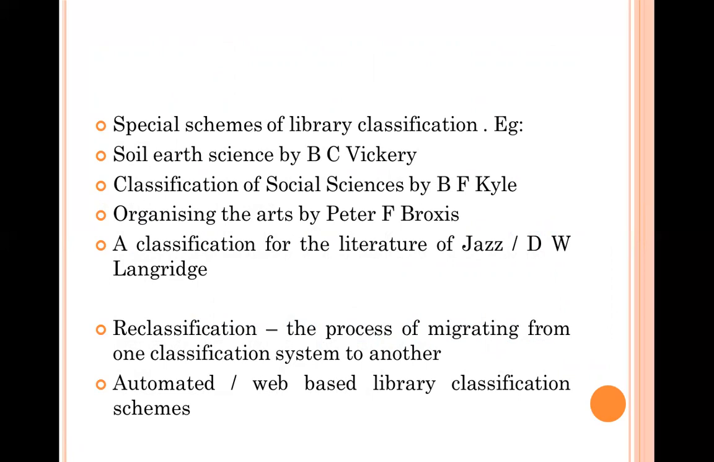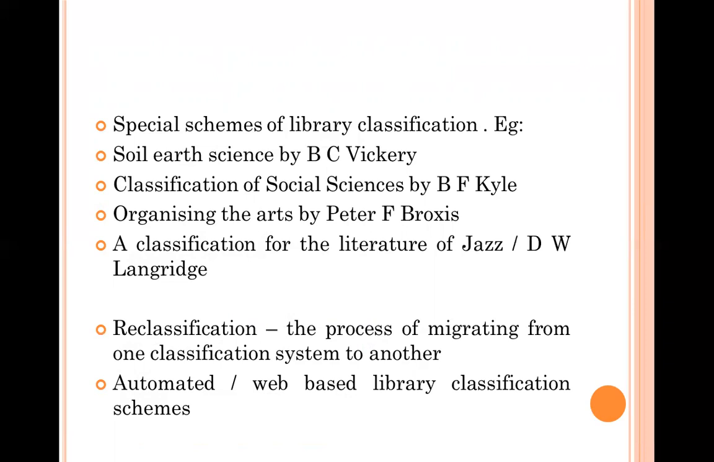So as far as classification is concerned, we have Colon Classification, Universal Decimal Classification, and Dewey Decimal Classification. These are all general classifications meant for any kind of library. But if you want to classify the documents related to a particular subject, then you may need some kind of depth classifications or special classifications. We could come across a lot of special classifications. For example, we have a classification scheme for earth science, which was developed by B.C. Vickery. Classification of social sciences by Kyle. Organizing the arts by Peter. Classification for the literature of jazz music by Longridge. So these are the special classification schemes.